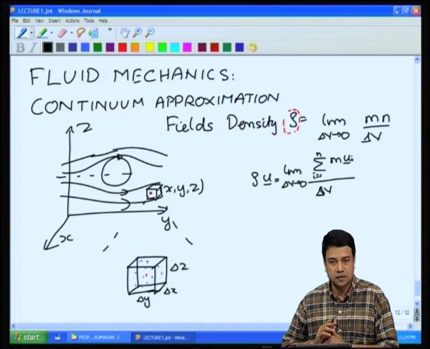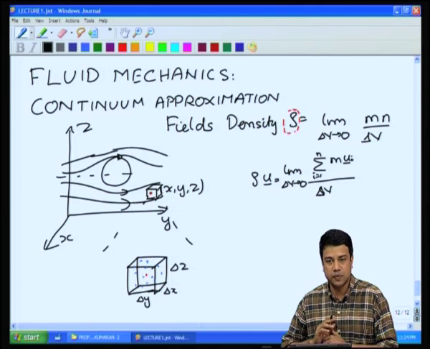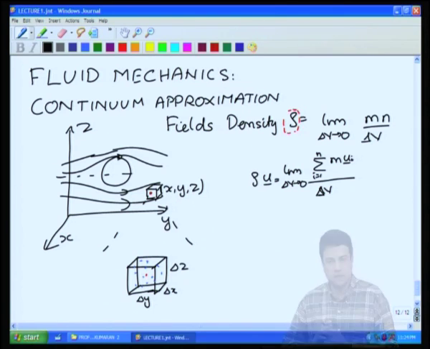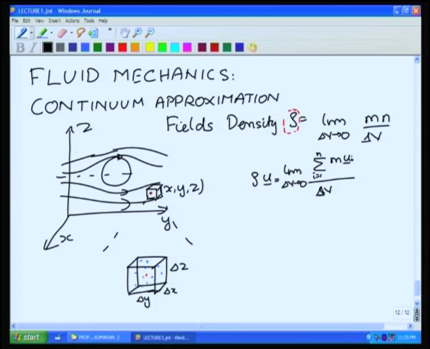Continuum approximation cannot be used when the sizes become sufficiently small that they are comparable to molecular scales, either the mean free path or the molecular diameter. In that case, we have to actually do a complete molecular based simulation of the entire system. Okay. So, that is the only limitation of the continuum approximation. Okay. So, here I have defined for you the density and the mean velocity as fields, okay, and I have sort of tried to explain what those fields mean.